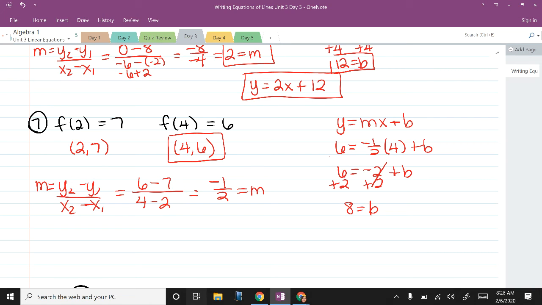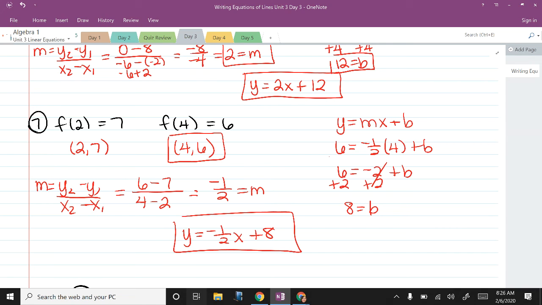Okay. All right. So what's my equation? Y equals negative 1/2 X plus 8. Raise your hand if you got that for your final answer. Any questions about writing equations in slope-intercept form?